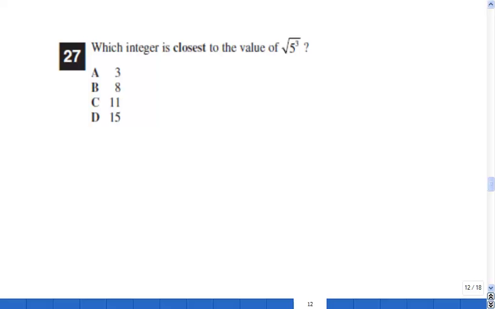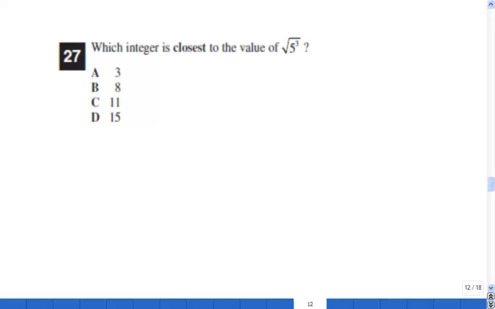Proficiency exam should be an easy task at Nevada Virtual Academy and everywhere in the world, right? Problem number 27. Which integer is closest to the value of square root of 5 to the third power, right? Well, there are many ways to solve this problem.